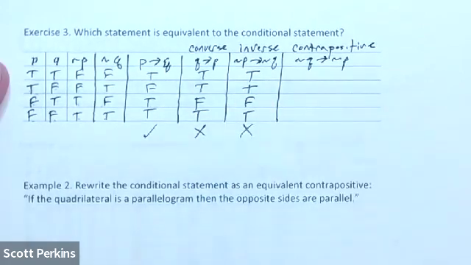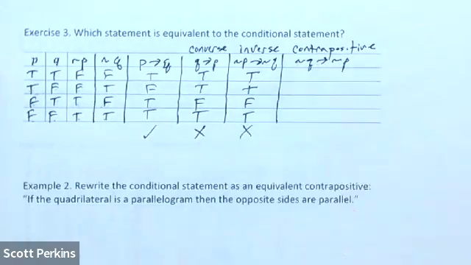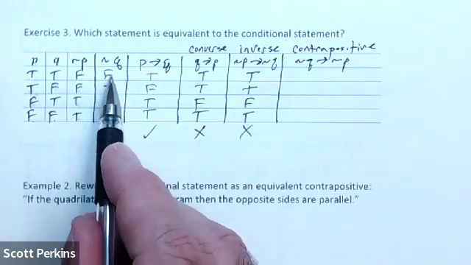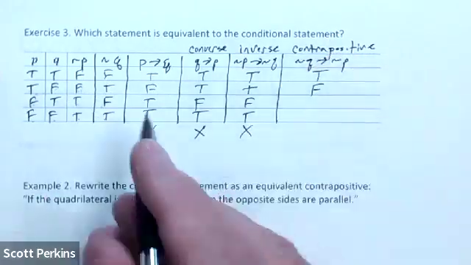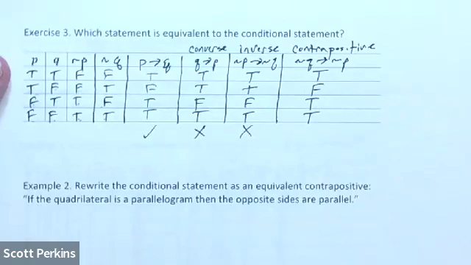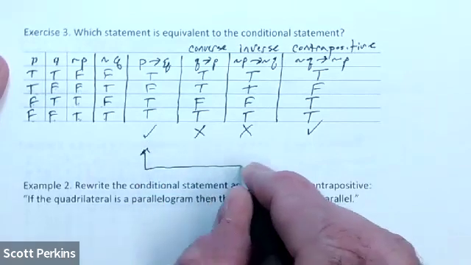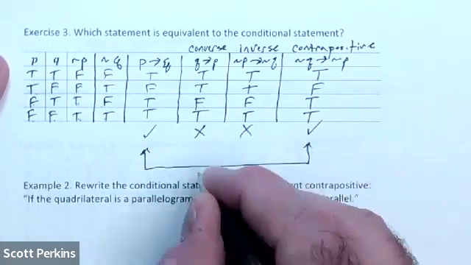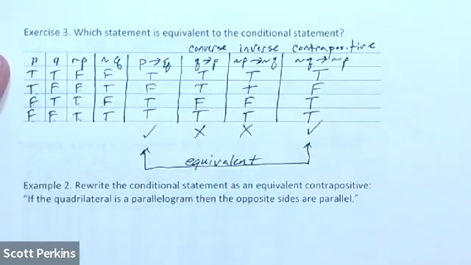And then last but not least, the contrapositive. I flip the order, I negate both. So squiggly Q then squiggly P. So I've got false then false, it's true. True then false, that's false. False then true, it's true. And finally, true then true, that's true. So the contrapositive, is that the same thing as the original statement? Yes. So what we see here is the original statement is equivalent to the contrapositive.